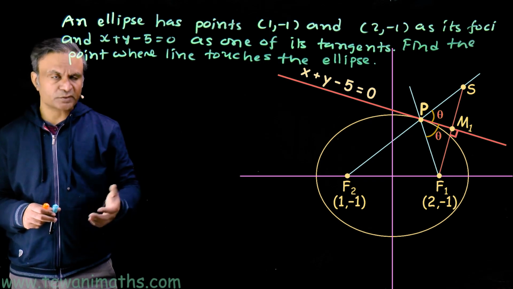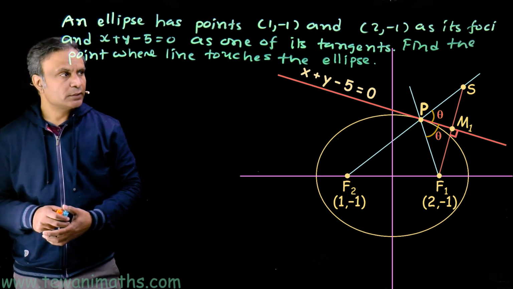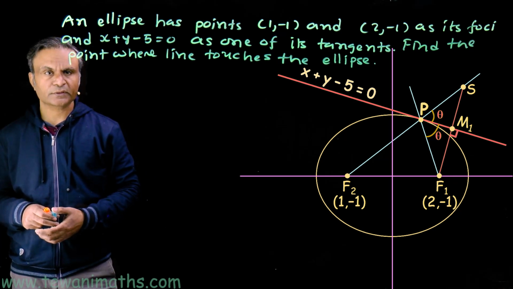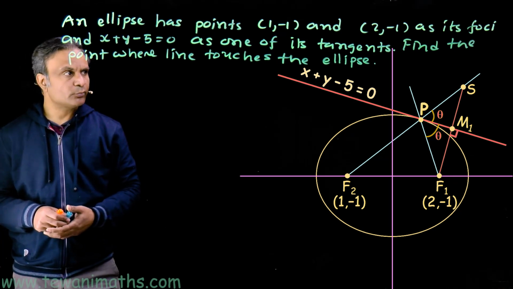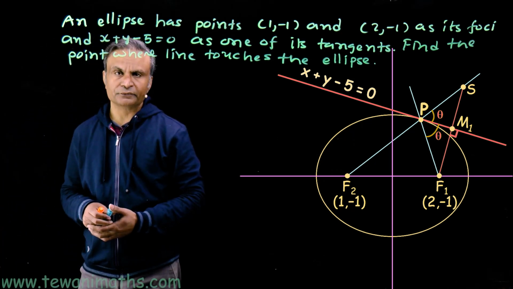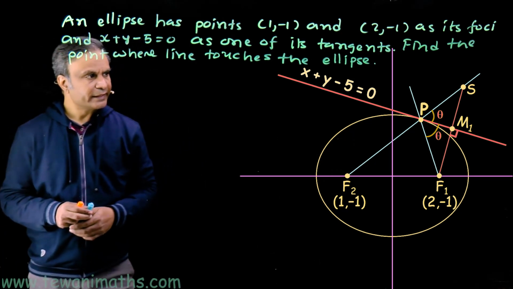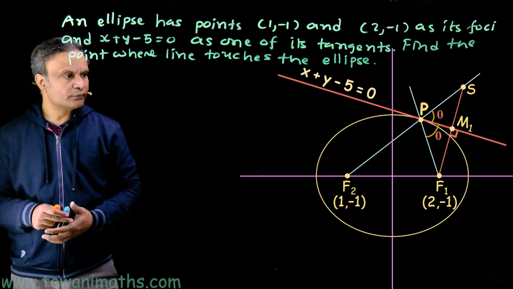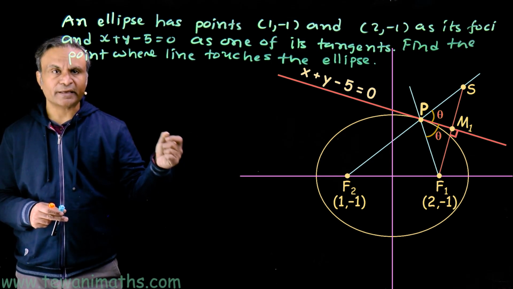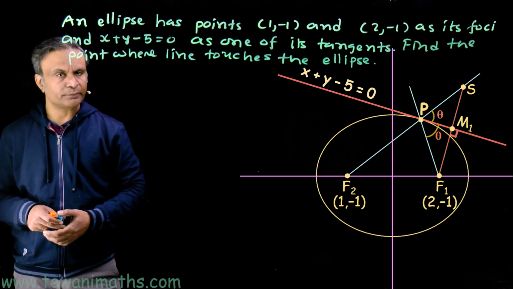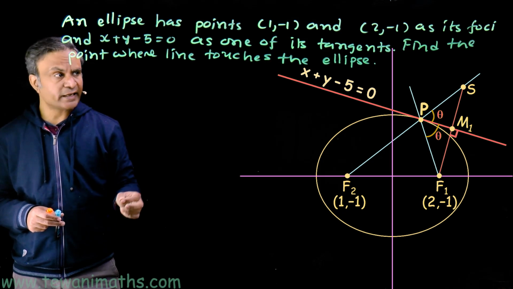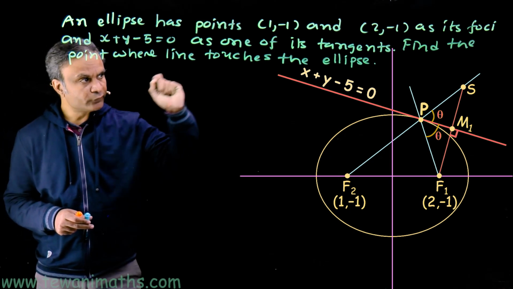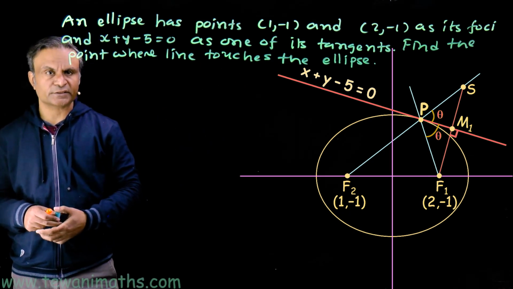The equation of this line is x + y - 5 = 0. Point S is the reflection of F1 in this tangent line. Now here, according to the property, point S lies on line PF2. So we can say that point P is the point of intersection of line F2S and the tangent line.